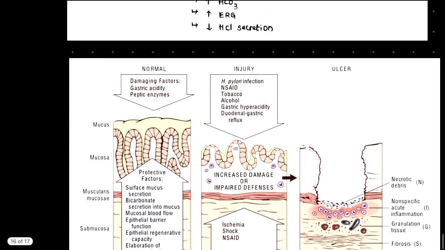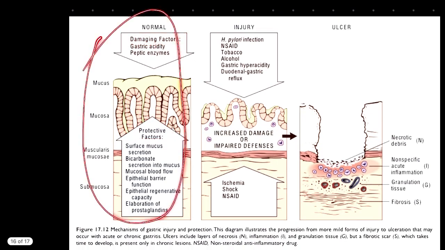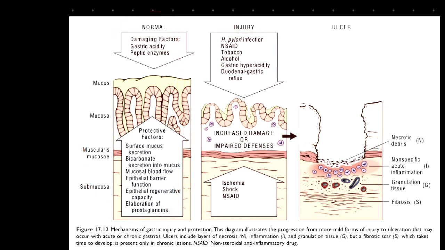As you can see right here, the damaging factors and the protective factors are in balance, so everything is in proper condition. But here the injurious substances are increasing so much that you can see an increase in damage or impaired defenses, and eventually this will progress to the condition of ulcer.